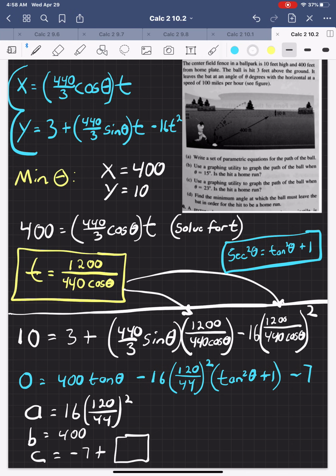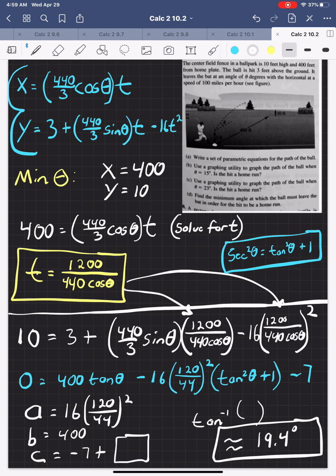Okay, I know you don't like that. But when all is said and done, whichever way you do this, you would end up knowing what tan of theta is equal to, and then when you take tan inverse, you would get roughly 19.4 degrees. So if you make contact with that baseball with all those conditions at 19.4 degrees, you would get a home run.